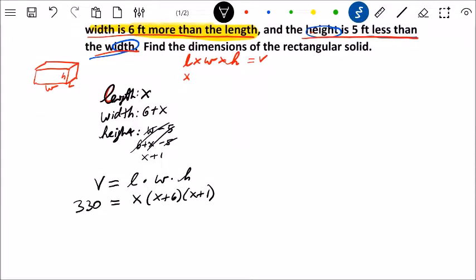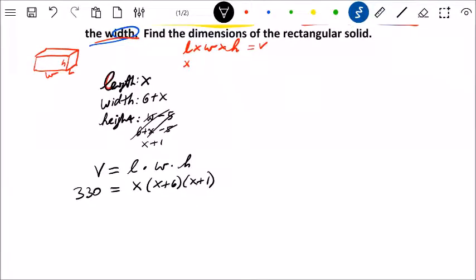We have the beginnings of a polynomial that we can multiply out here, except we'd need to solve for these. We have to make the 330 a 0 over there. So what we have to do is multiply out this side.